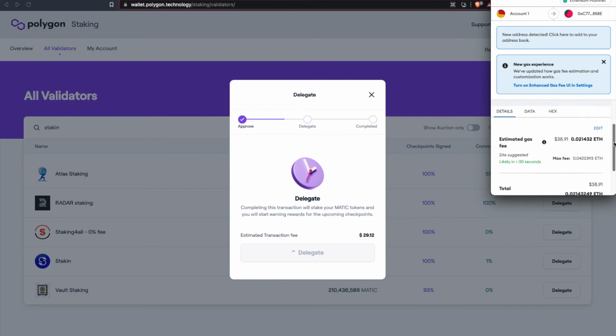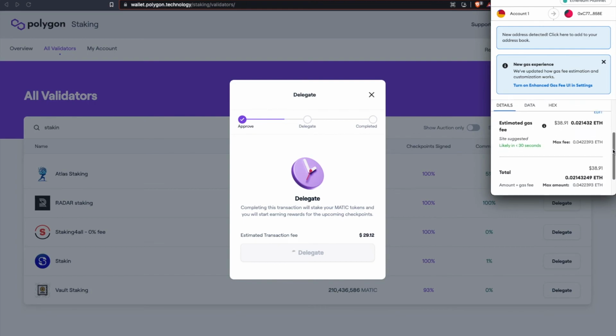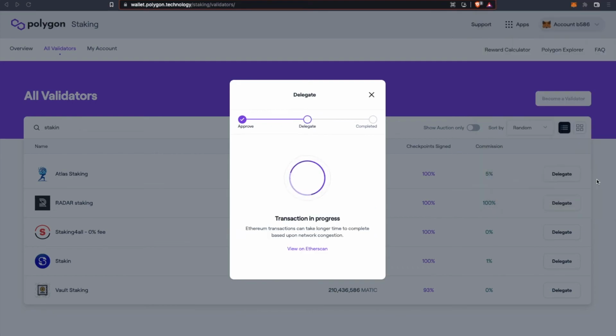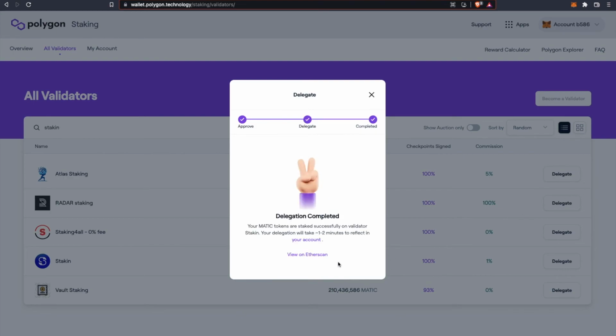MetaMask, $38. Confirm. Transaction in progress. Almost done. Delegation complete. Nice. Let's just wait a couple of minutes so we can see our Matic staked.